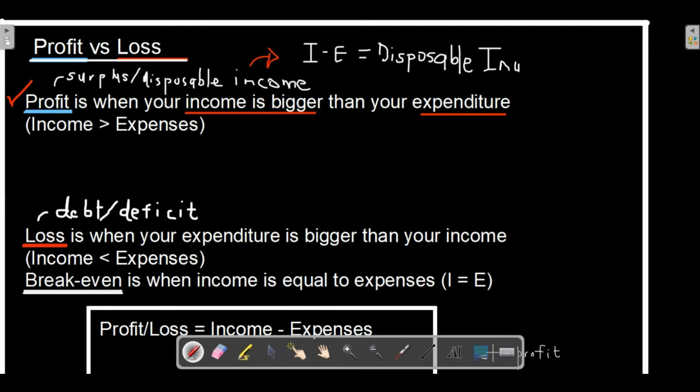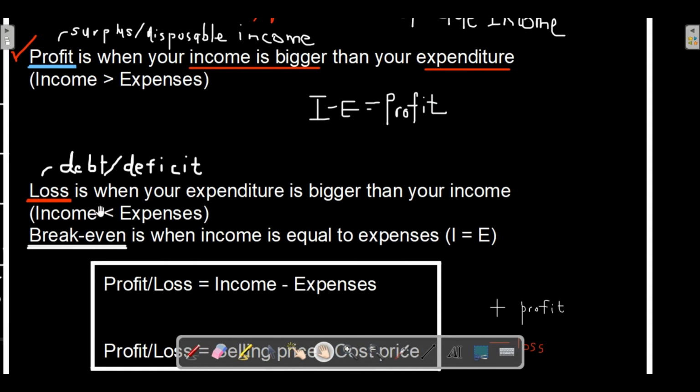But on a business level, we do not call it disposable income. We rather call it the profit. So it's the same thing. You take the income, you subtract the expenses. Your operational expenses: you have to pay your labor, which is your salaries, you have to pay water, electricity, and so on. After you have subtracted those expenses, the amount of money you are left with, we call it the profit.